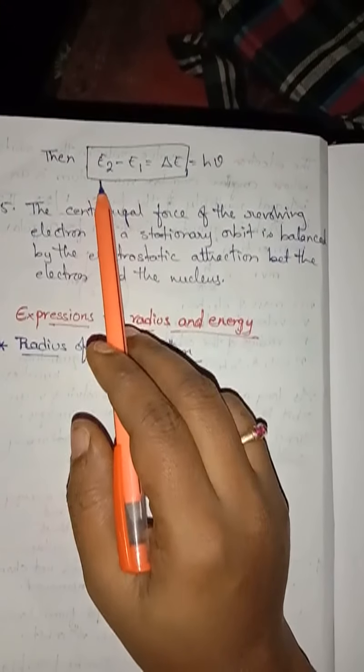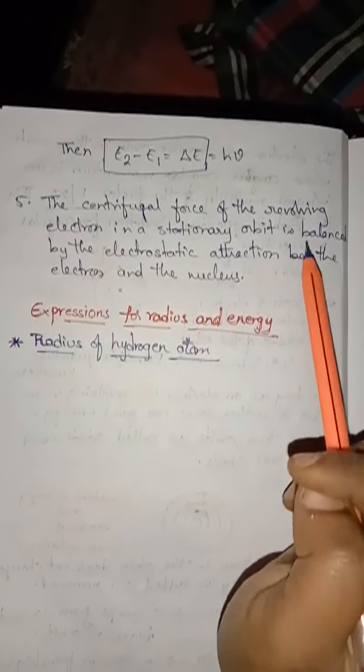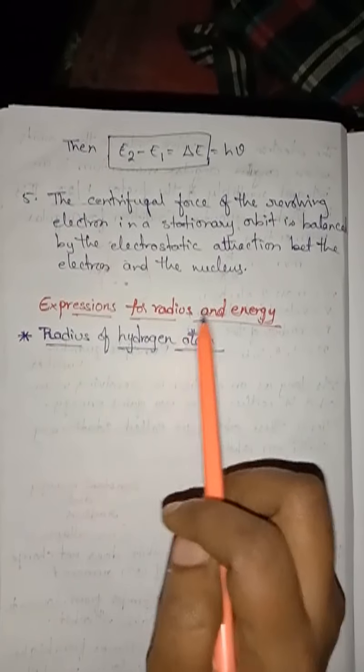Yes, so the change in energy is given as delta E equal to E2 minus E1, and that is nothing but h nu. And the fifth one is that the centrifugal force of the revolving electron in a stationary orbit is balanced by a strong electrostatic attraction between the electron and the nucleus. Understand, children? So the expression for radius and energy we are going to discuss in the next class. Thank you, children.